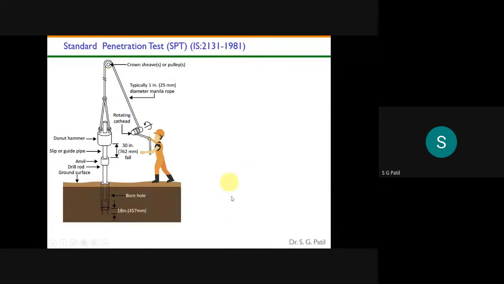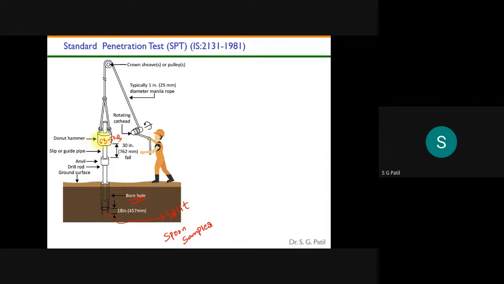This is a schematic representation of the standard penetration test. This is your borehole. Inside that borehole, there is a sampler here. This sampler we will call a split spoon sampler. This is the hammer, and the hammer weight is around 63.5 kg.